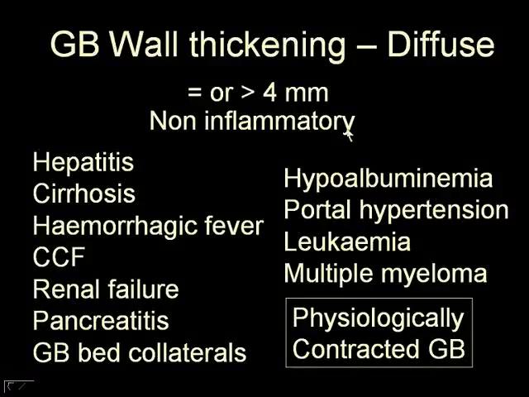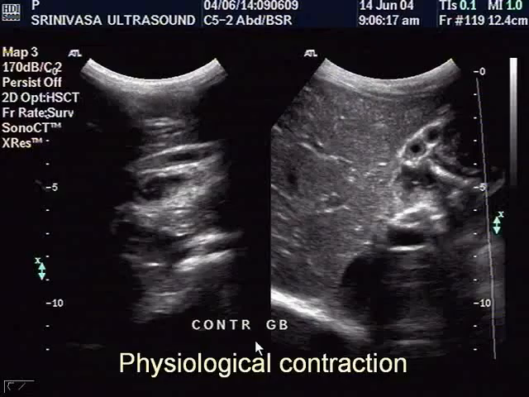Diffuse non-inflammatory. So diffuse wall thickening, you classify it into gallbladder inflammatory and non-inflammatory, and non-inflammatory is much commoner than inflammatory. So you can get gallbladder wall thickening as a part of hepatitis, cirrhosis, hemorrhagic fever and so forth. We will just see a few of them, and of course not to forget physiological contraction.